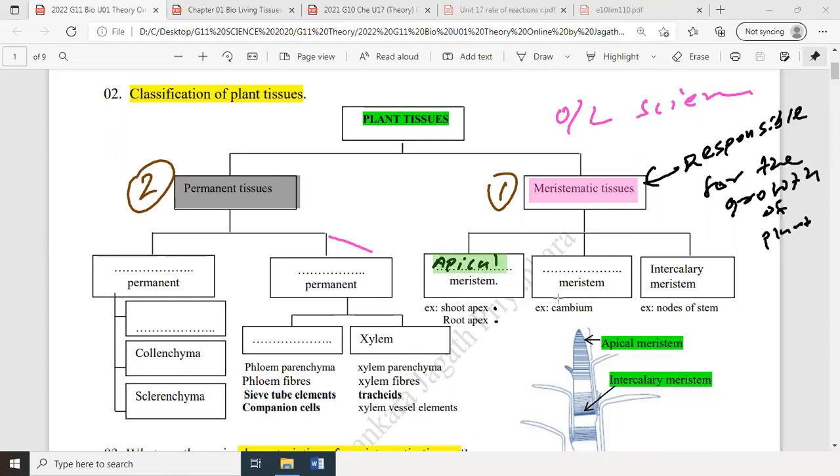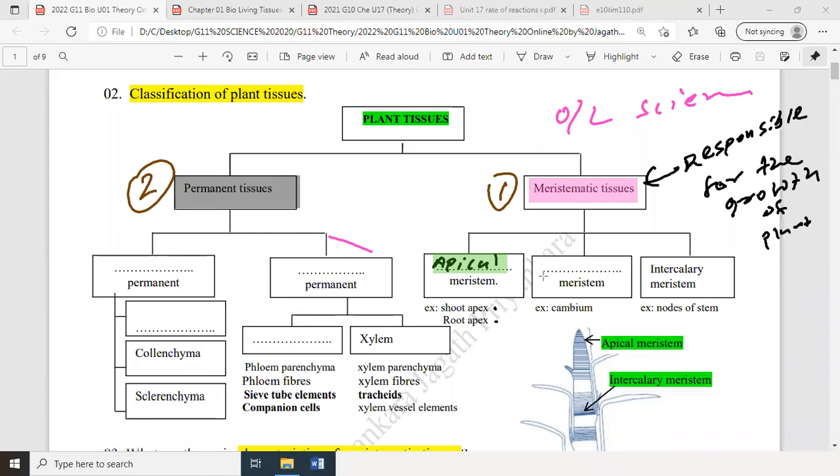The stem grows vertically up, I mean it grows tall. Plant height increases due to the action of apical meristem. What is the best example? Plucking tea buds. When they pluck the tea leaves, they pluck the tip of the stem also. Then what happens? The plant won't grow tall. It grows laterally like a bush.